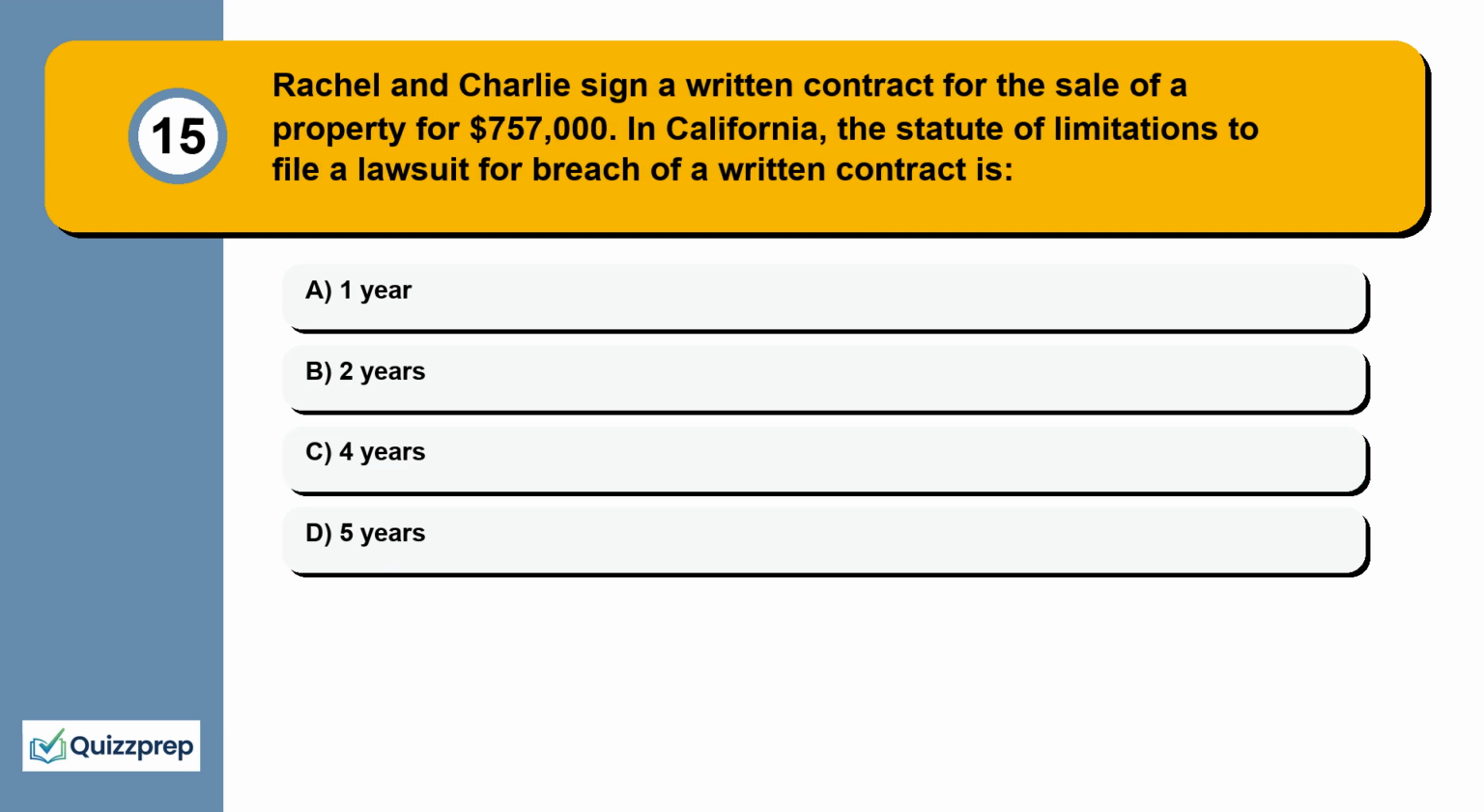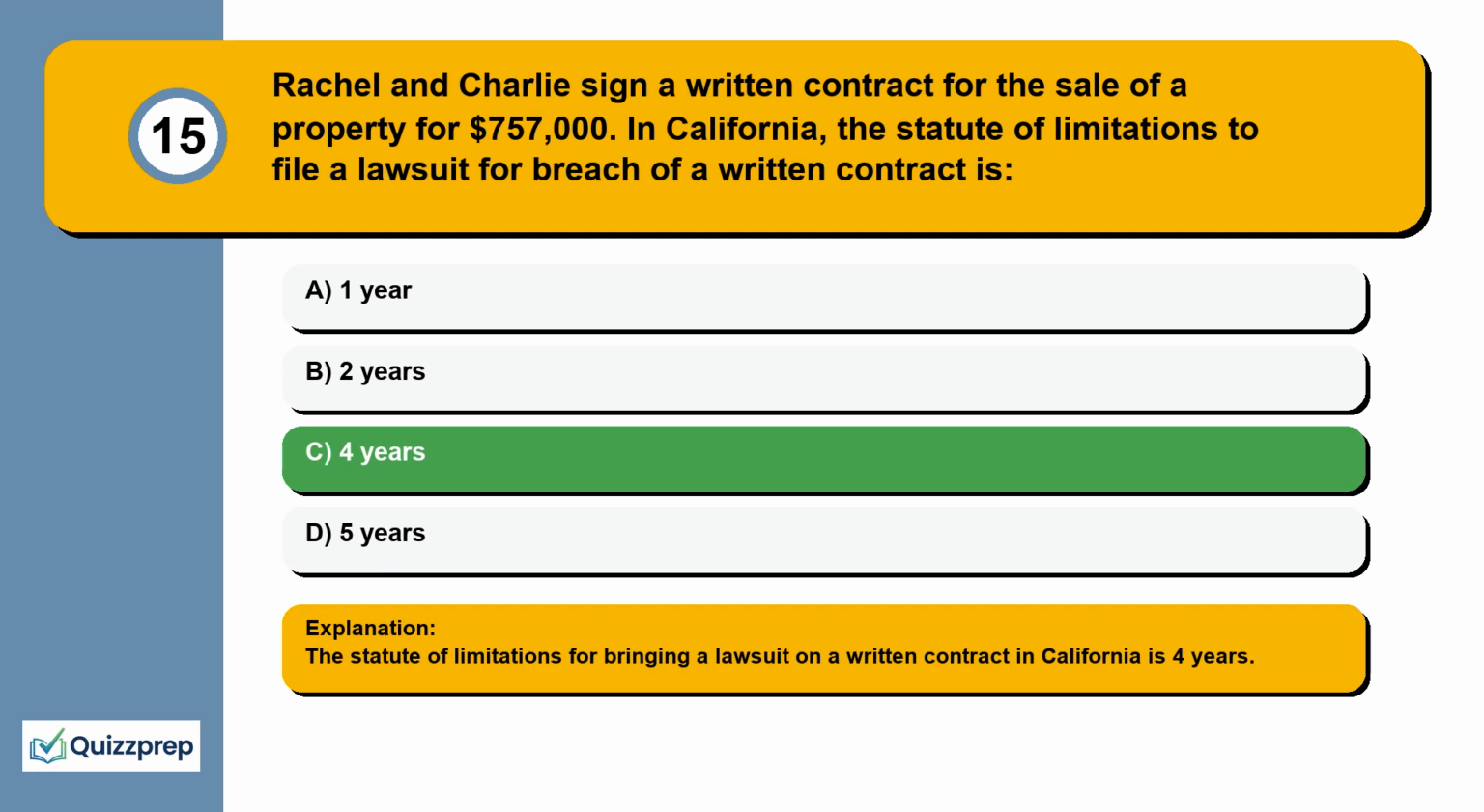Question 15. Rachel and Charlie sign a written contract for the sale of a property for $757,000. In California, the statute of limitations to file a lawsuit for breach of a written contract is 1 year, 2 years, 4 years, 5 years. The statute of limitations for bringing a lawsuit on a written contract in California is 4 years.